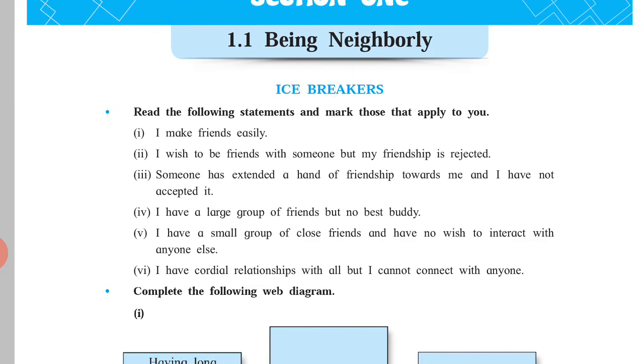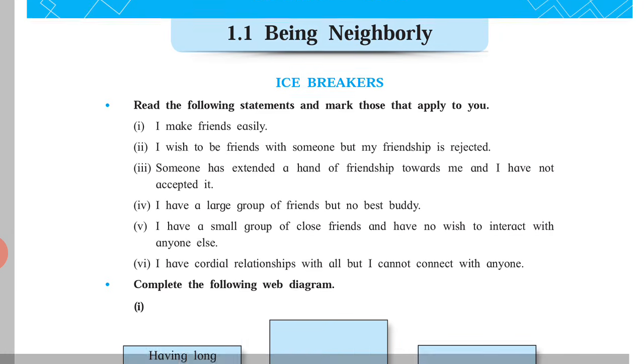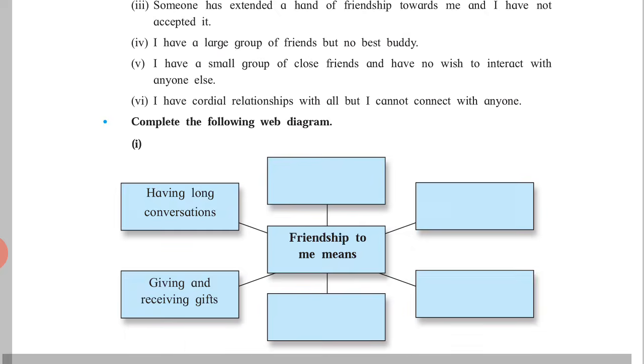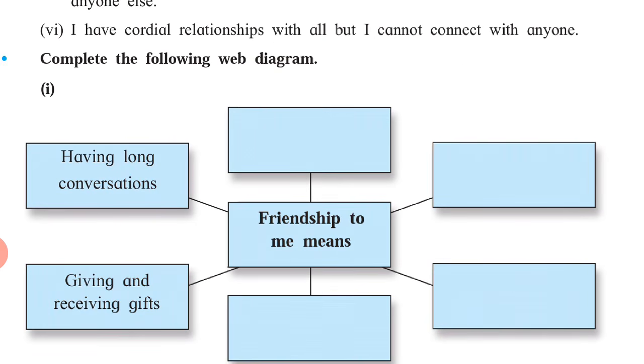Whichever statements apply to you, you can tick. If not, just think about why they do not apply. Next one, complete the following web diagram. The diagram is given here. Friendship to me means what actually? If someone became your best friend, why did they become your best friend? You have to complete the web.